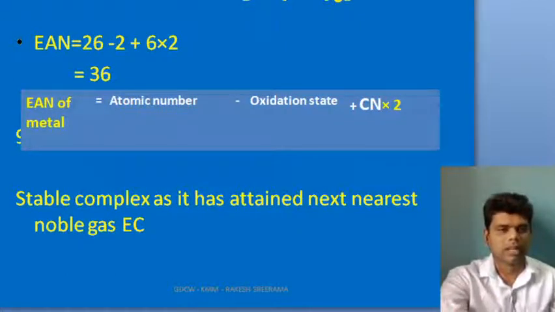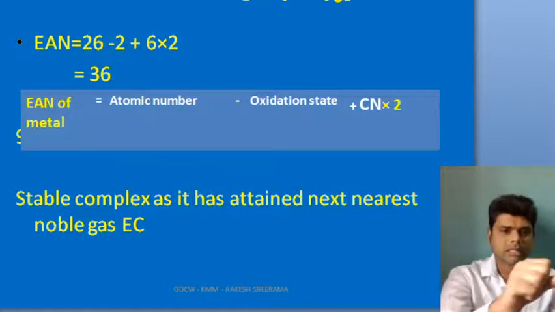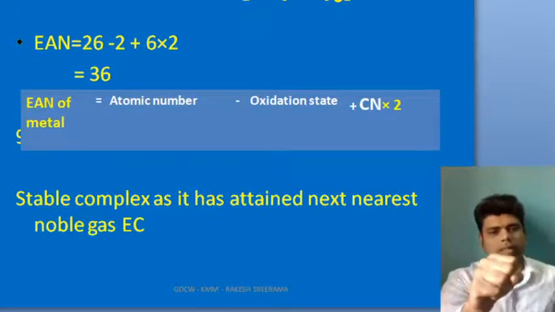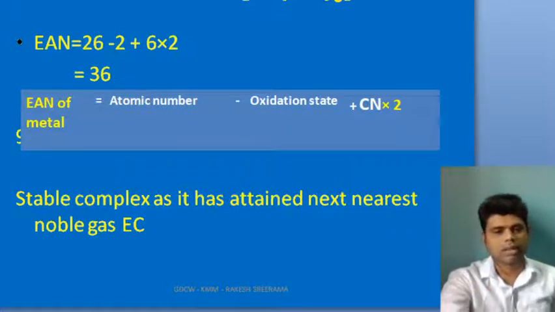So that's how you can say Sidgwick's interpretation is simple: the central metal atom or central metal ion is trying to attain the nearest noble gas configuration through ligands binding in different directions. That's what we call the electronic interpretation. So Sidgwick's theory is simply understood in the form of EAN.